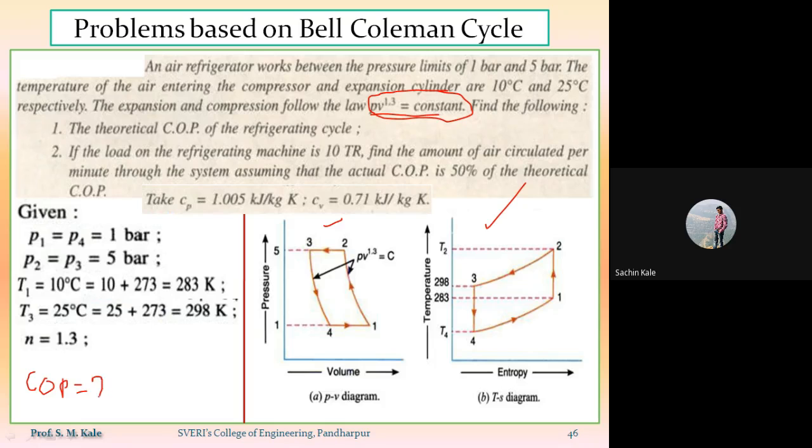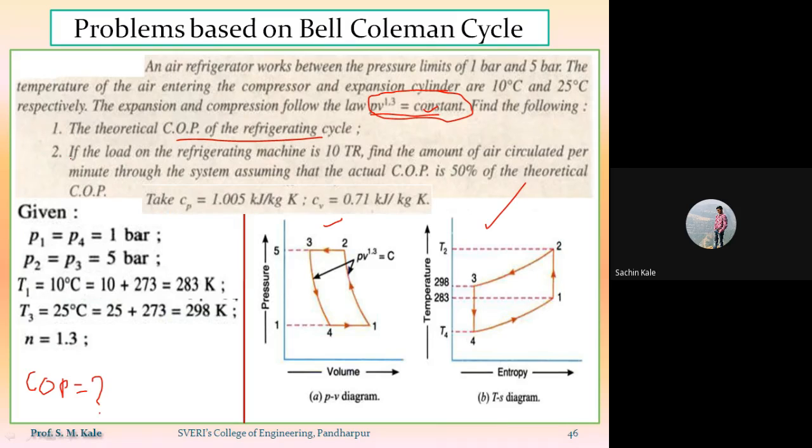So for calculation of value of COP, which formula do we have to use? Formula number 1, 2, or 3? Can anybody tell me? For calculation of COP, formula number 2, because both the processes are polytropic processes. So first of all, we have to calculate the theoretical COP of the refrigeration cycle.